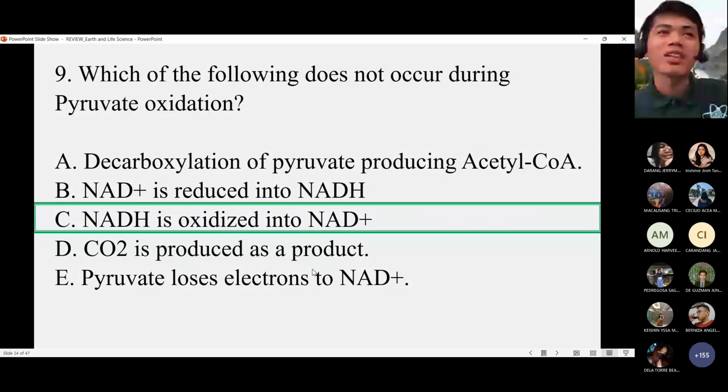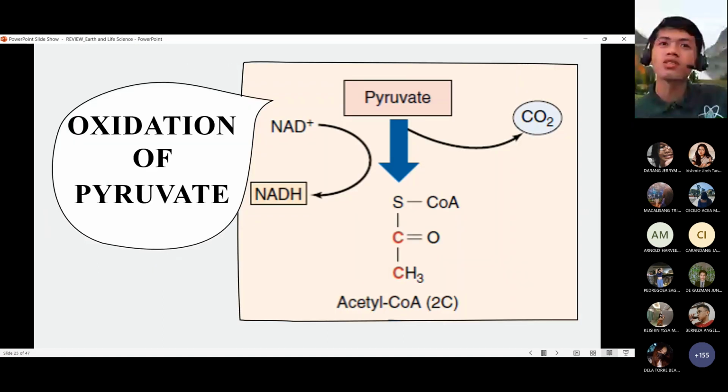Ayun. Now, decarboxylation again happens during pyruvate oxidation, wherein we release carbon dioxide as the byproduct of this process. Carbon dioxide is produced as a product. Pyruvate loses electrons to NAD plus. Kaya 'di ba naging two carbon molecules na lang siya from three carbon molecules yung pyruvate, two acetyl coenzyme. Or yung acetyl coenzyme also known as two carbon molecule. Now, we have here the oxidation of pyruvate. Ayan, nasabi ko na to kanina.